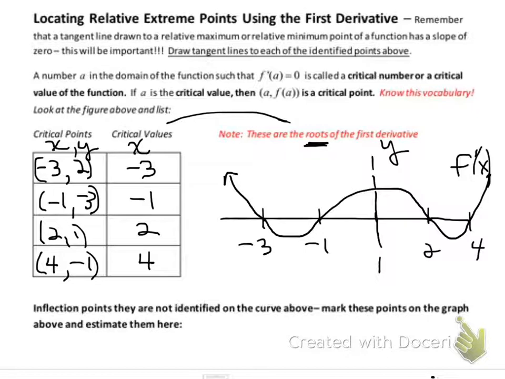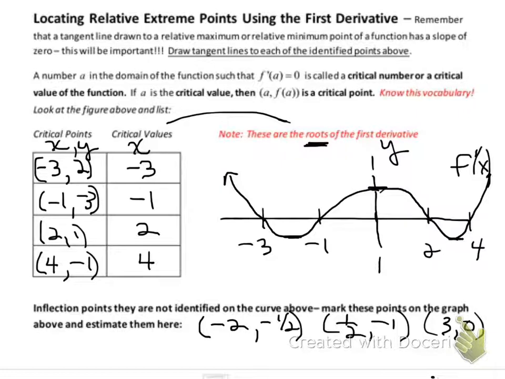Okay, inflection points, I already kind of drew them in, so my inflection points would be -2, -1/2, and I am kind of guesstimating here, and then +1/2, -1, and 3, 0. These would be where my inflection points are. They are also where the extremums are of my first derivative. Just good things to note. Alright, let's go through some examples.